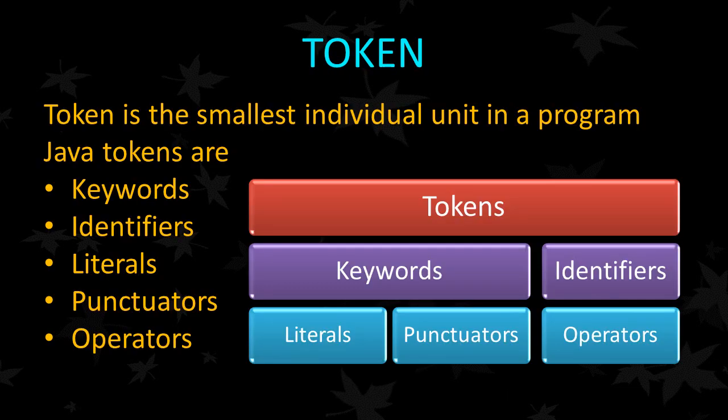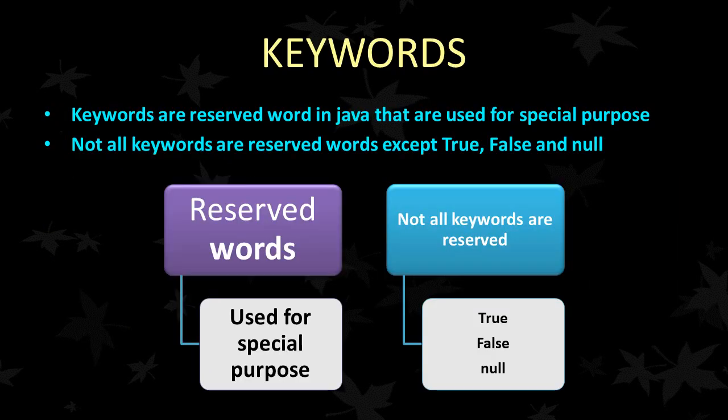Token is the smallest individual unit in a program. Java tokens are keywords, identifiers, literals, punctuators, operators. Keywords are reserved words in Java that are used for special purpose. Not all keywords are reserved words except true, false and null.